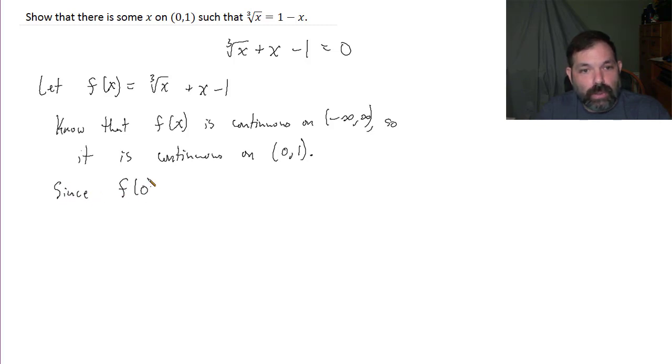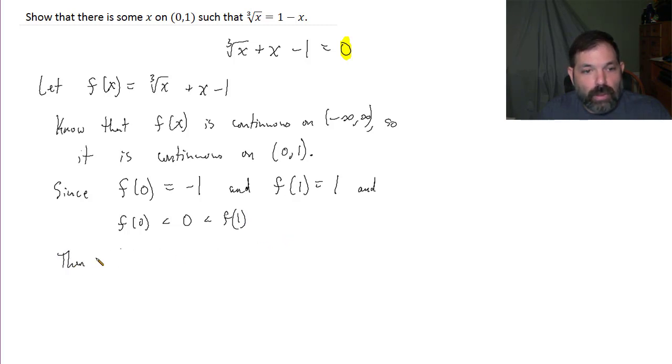What's f of 0? f of 0 would be 0 plus 0 minus 1. f of 0 is negative 1. And f of 1 would be 1 plus 1 minus 1, which is 1. And 0, that's the value we're looking for, right? And f of 0 is less than 0, which is less than f of 1.